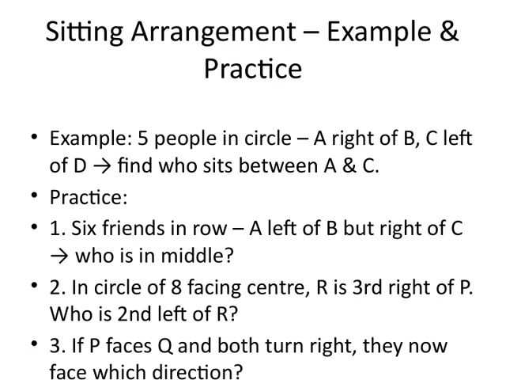Next, consider a circle of 8 people facing the center. R is positioned as the third person to the right of P. The question is, who is the second person to the left of R? Visualizing the circle and counting positions is key here. Finally, imagine P and Q are facing each other. If both of them turn to their right, the question is, which direction are they now facing?